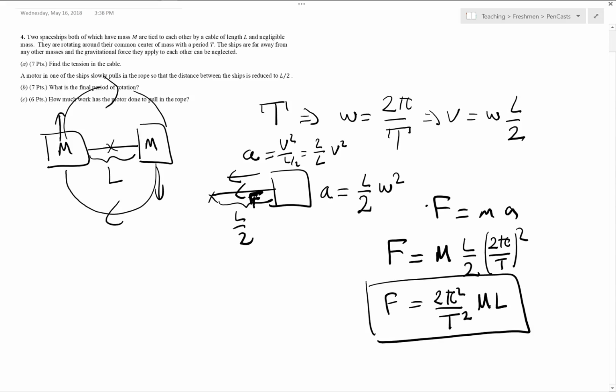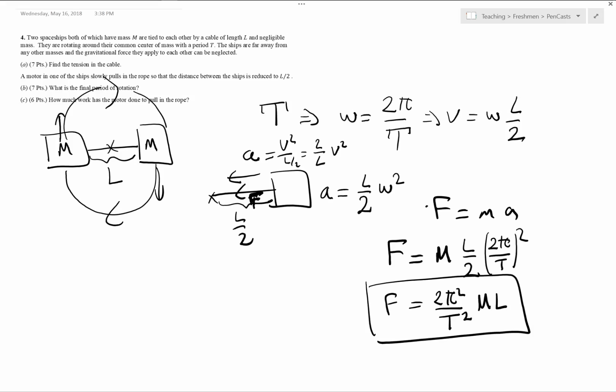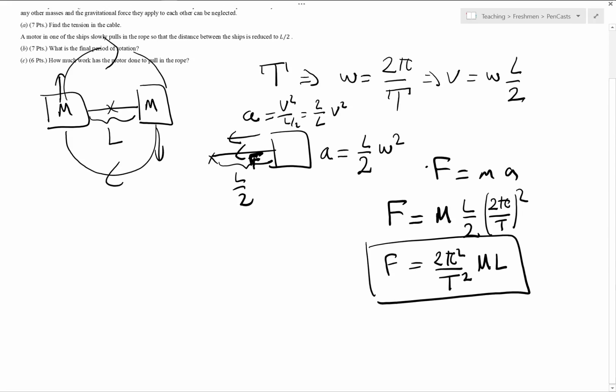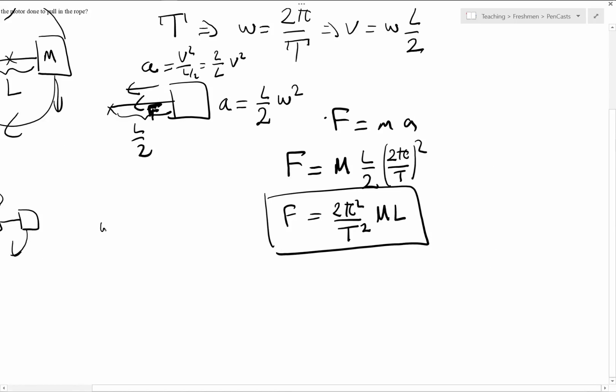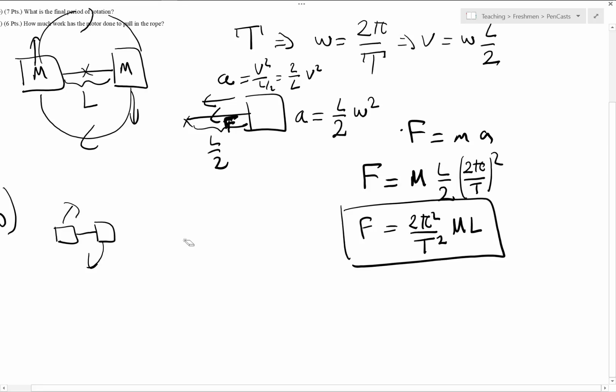A motor in one of the ships pulls the rope so that the distance between the ships is reduced to L over 2. Now these guys are getting closer. I know that angular momentum is conserved, so what I expect is that they will start to rotate faster, with some omega prime.